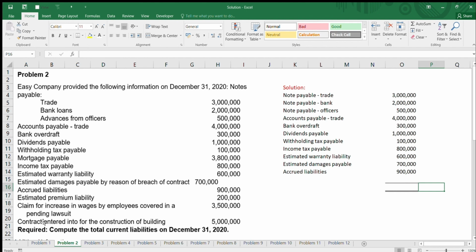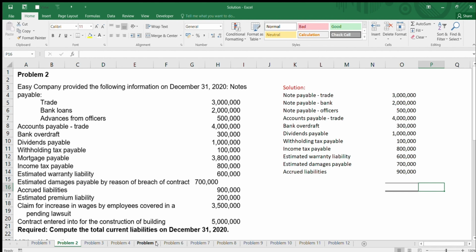Contract entered into for the construction of building. As you can see, they have probably only signed the contract. The general rule is that if it is only signing, there is no liability yet, unless a down payment has been made or such. So, there is nothing for us to do yet. Another reason is that construction cannot be completed within 12 months. So, it is expected to be long-term. And it is not expected that once the contract exists, they will start building right after a year. So, the building will take a long time.